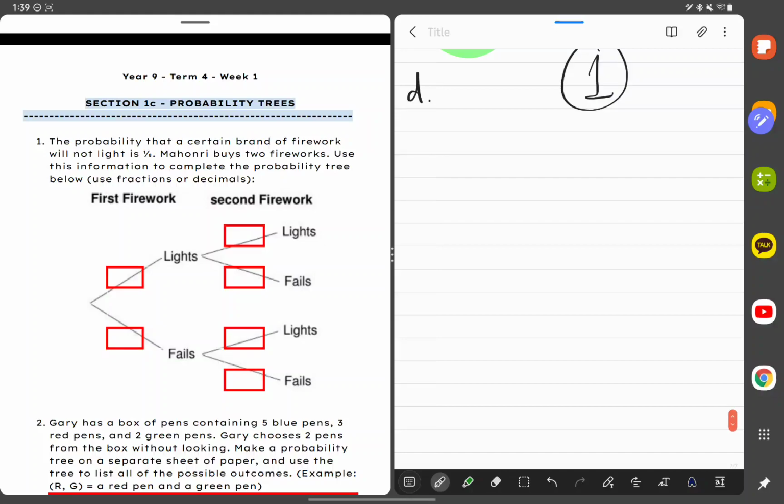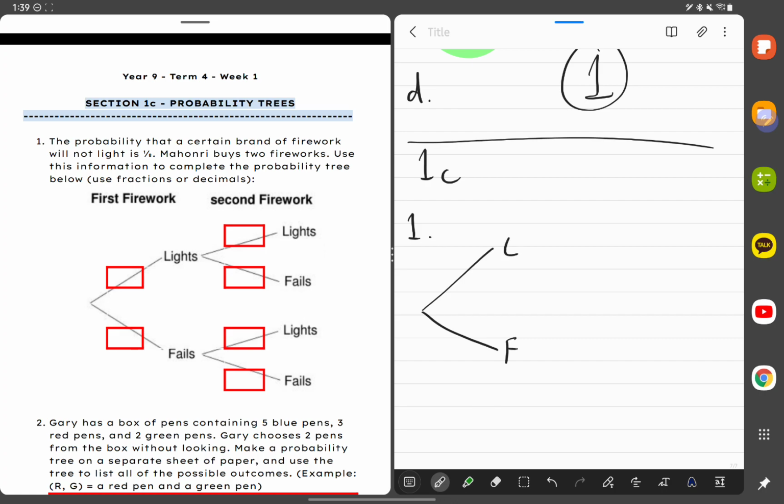Okay, now we are in 1C. Question 1. The probability that a certain brand of firework will not light is 1 over 8. That's pretty bad. Mahoney buys 2 fireworks. Use this information to complete the probability tree below. Use fractions or decimals. Well, they told us in fractions, so let's use fractions, shall we?